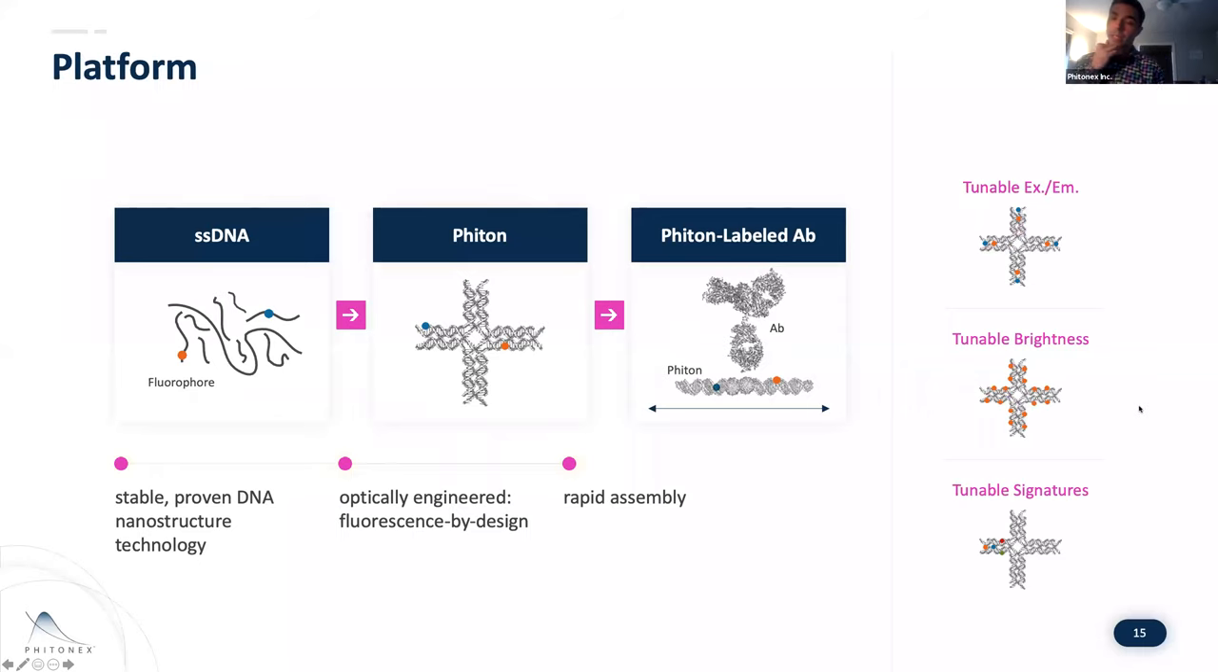So what are we going to be talking about today? What's the technology platform on which we've based all of this? And the technology we've based this on is a platform that we call the phyton. And the way we make these phytons is we take single-stranded oligonucleotides that have small component organic dyes attached to them, and then we can fold them into this artificial DNA structure, which has this cruciform.